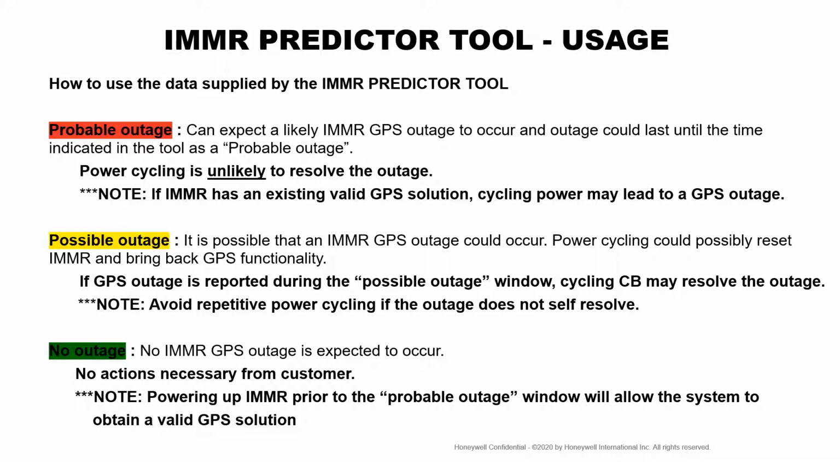A green indicated no outage would mean that there would be no GPS outage and you have no actions necessary. Powering up of IMMR prior to the probable outage window will allow the system to obtain a valid GPS solution.